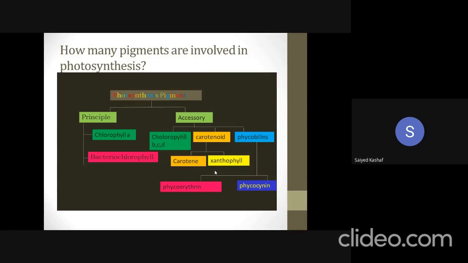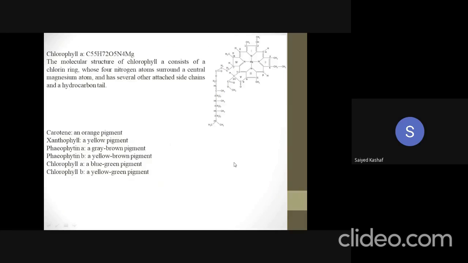These are some of the pigments involved in the photosynthesis process. There are two types, principal and accessory, and each pigment we are going to discuss in detail. The principal pigments are chlorophyll A and bacterial chlorophyll. The accessory pigments are chlorophyll B, C, D, carotenoid, and phycobilins. First, chlorophyll A.